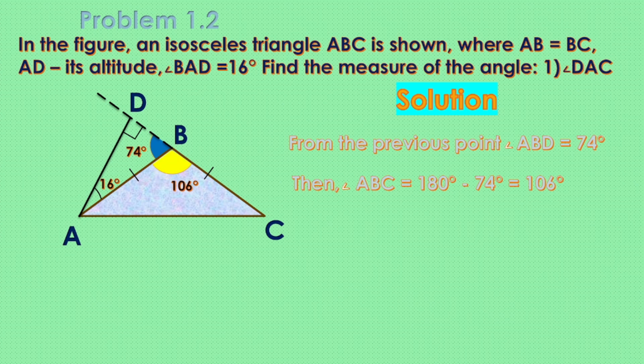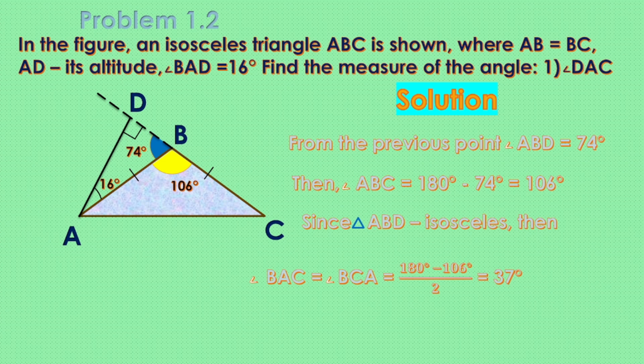And then we look at the triangle ABC. By condition, it is isosceles. So how can we find the angle BAC, which in turn will be equal to the angle BCA? When we work with isosceles triangles, our two angles, BAC and BCA, are equal. How do we find their degree measure? These two angles plus this one add up to 180 degrees. Therefore, to find one of these, we need to subtract this one from 180 and divide by 2. Here's how it's done. So, the angle BAC is 37 degrees.